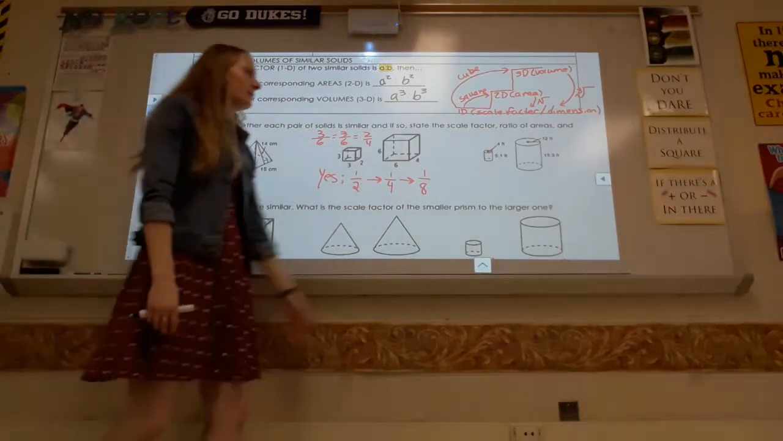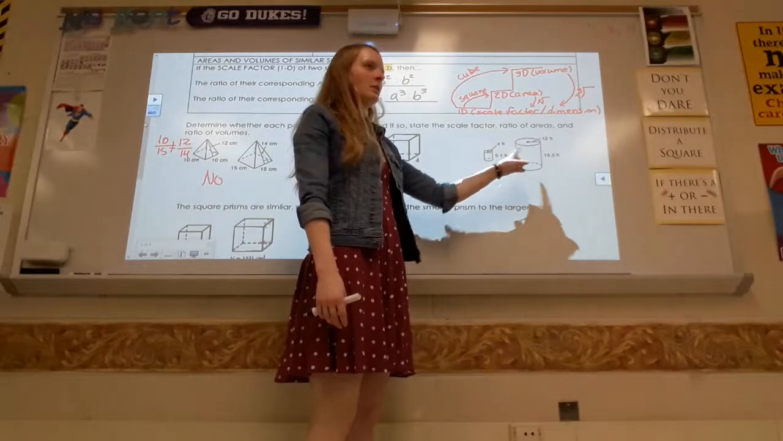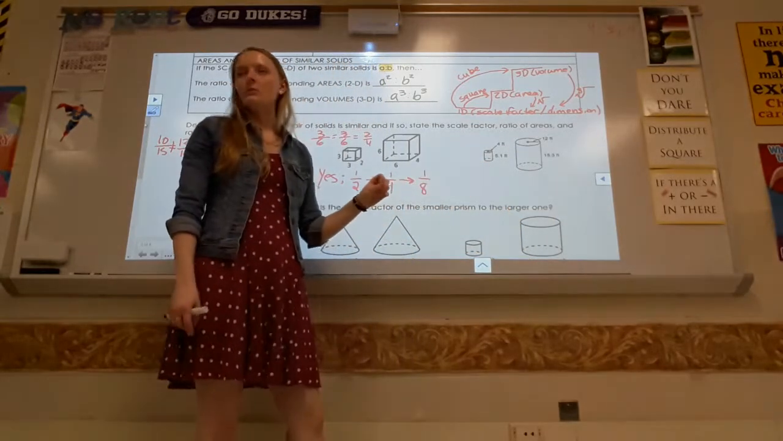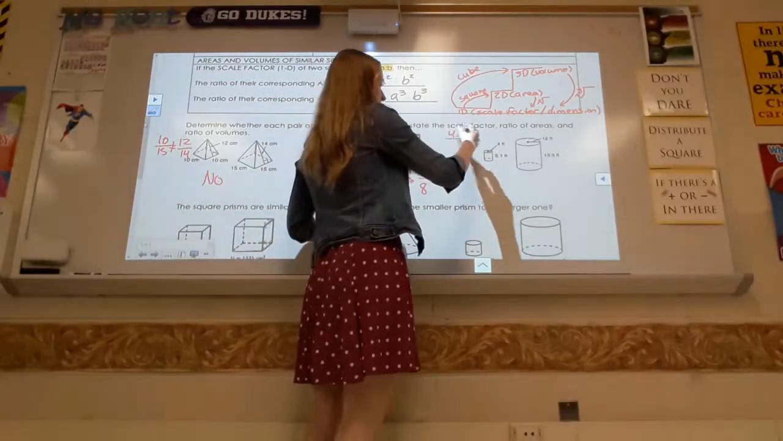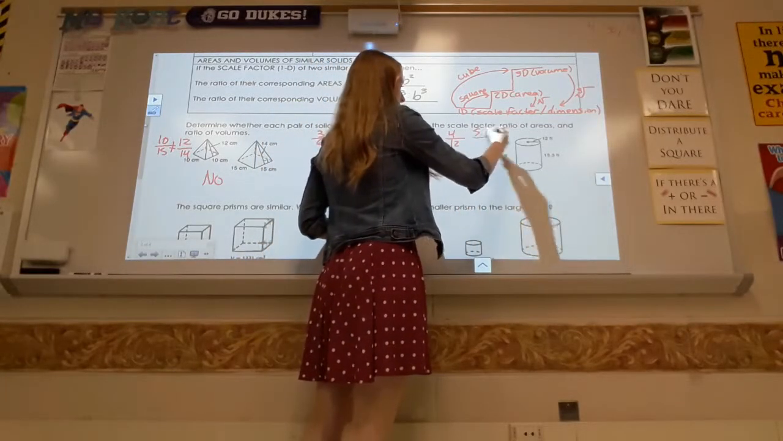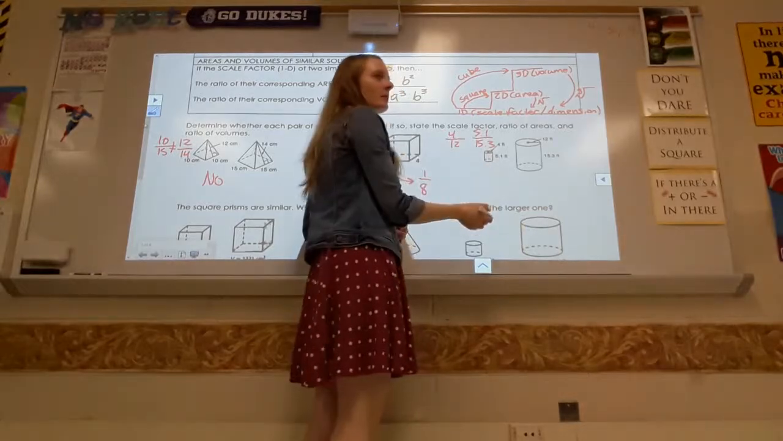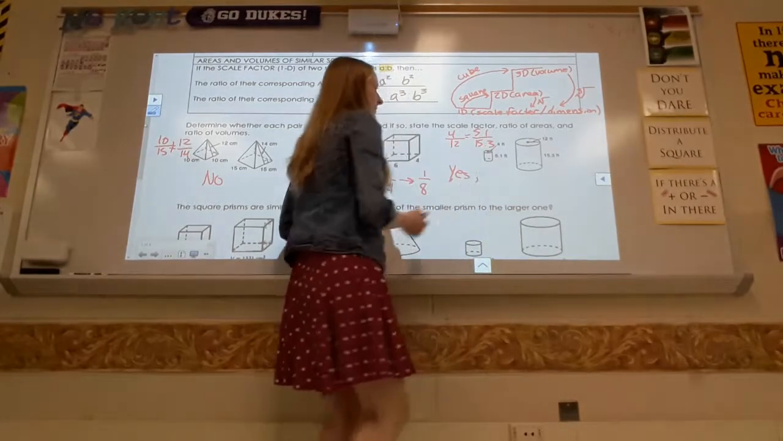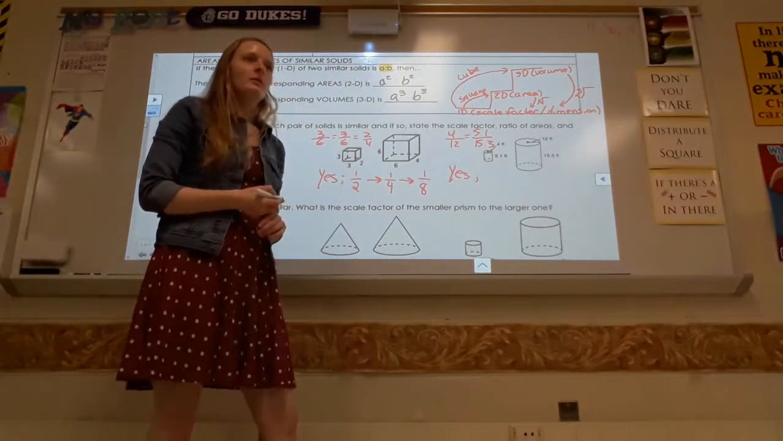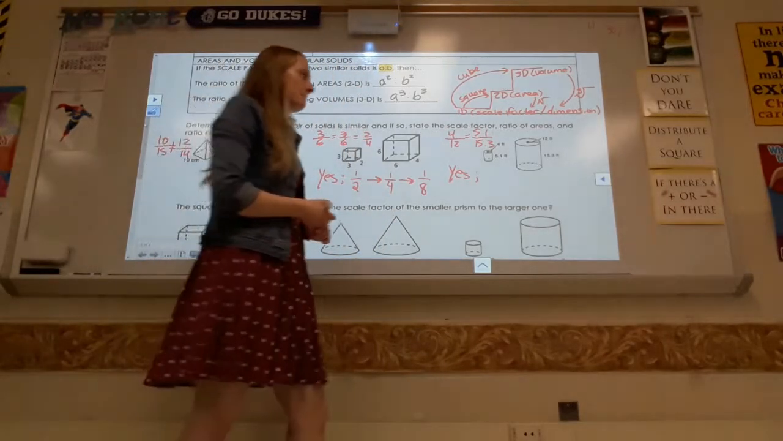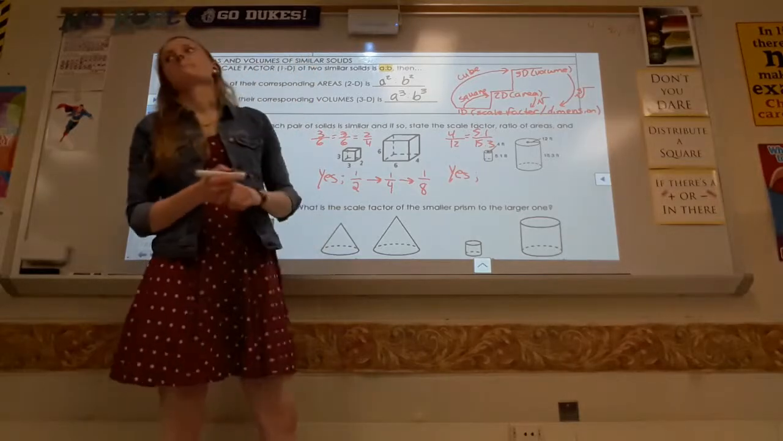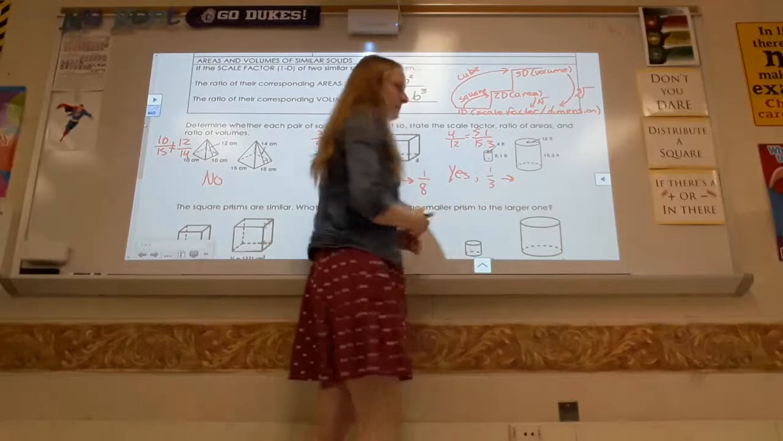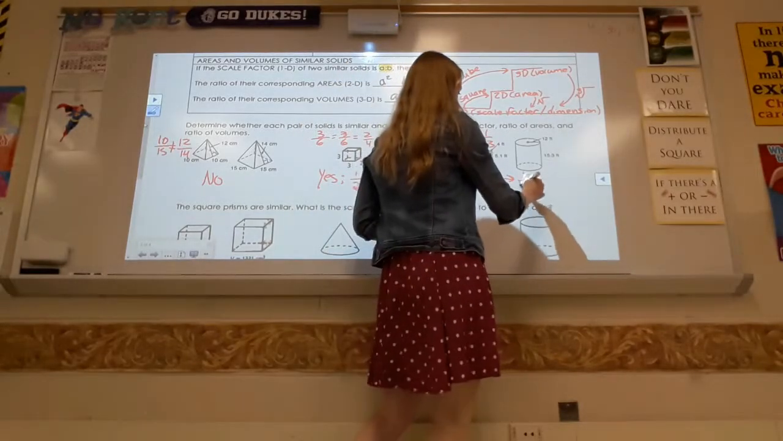Okay? What about these? Are these cylinders similar? Do those corresponding parts have the same relationship? Are those the same? Yeah. Okay, so they are similar. So what would the scale factor be? 1/3. Their areas. Okay. Volumes.